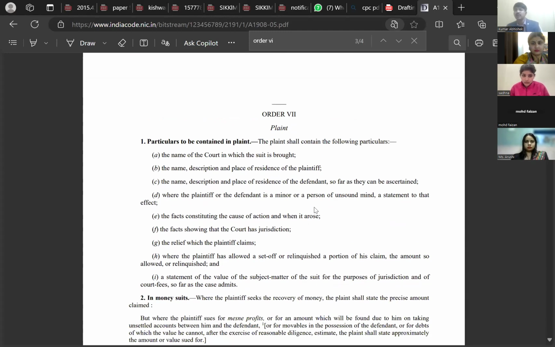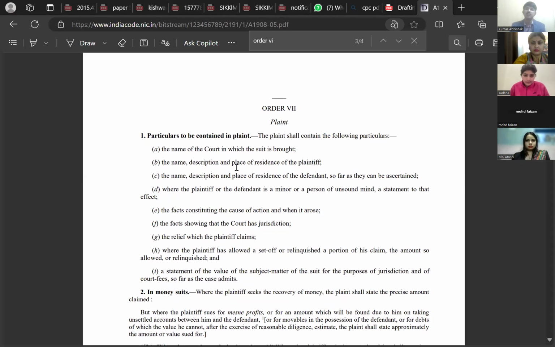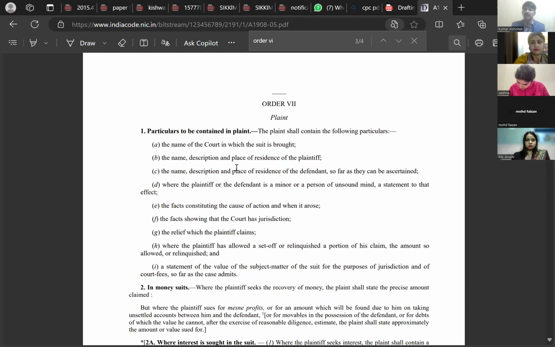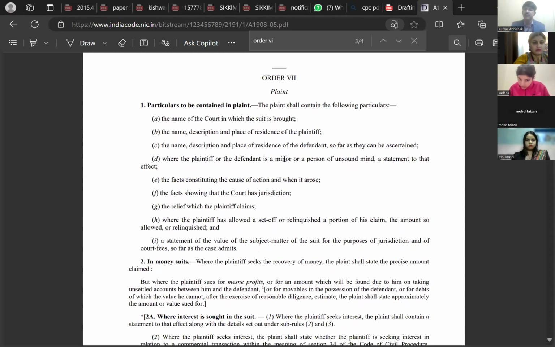Then we have Order 7, which contains the plaint. Rule 1 in Order 7 describes what particulars a plaint should always contain. So a plaint shall contain the following particulars: the name of the court in which the suit is brought. Generally we write the name of the court in all caps at the top of whatever pleading that you are making, in this case, the plaint. Then the name, description, and the place of residence of the plaintiff. Similarly, the details of the defendant. Then whether the plaintiff or the defendant is a minor or a person of unsound mind, a statement to that effect.